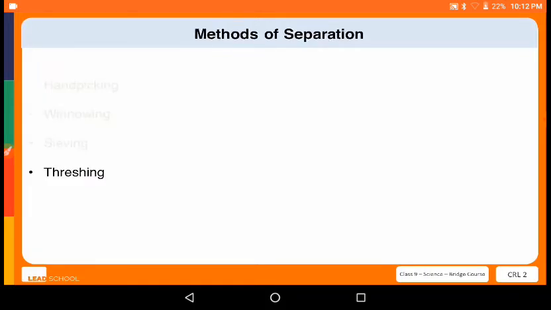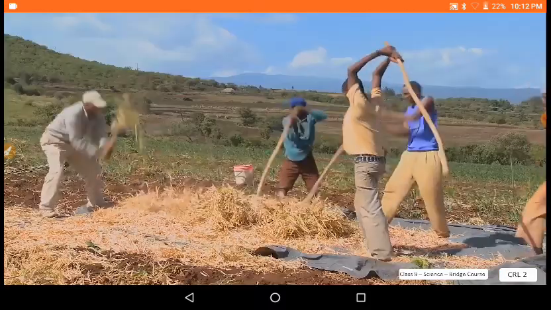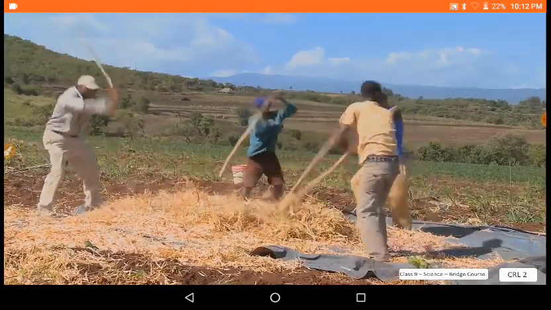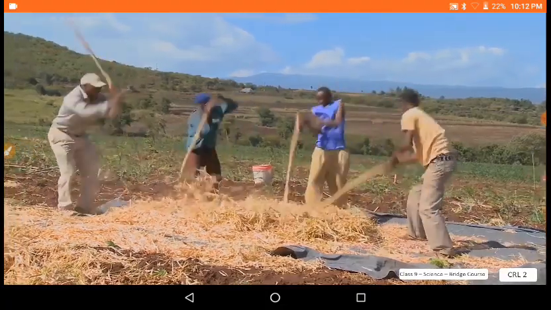Threshing is used for mixtures with components that are stuck or joined to other components. It is done by beating the mixture against a hard surface. Threshing is used when the quantity of components to be separated is high.